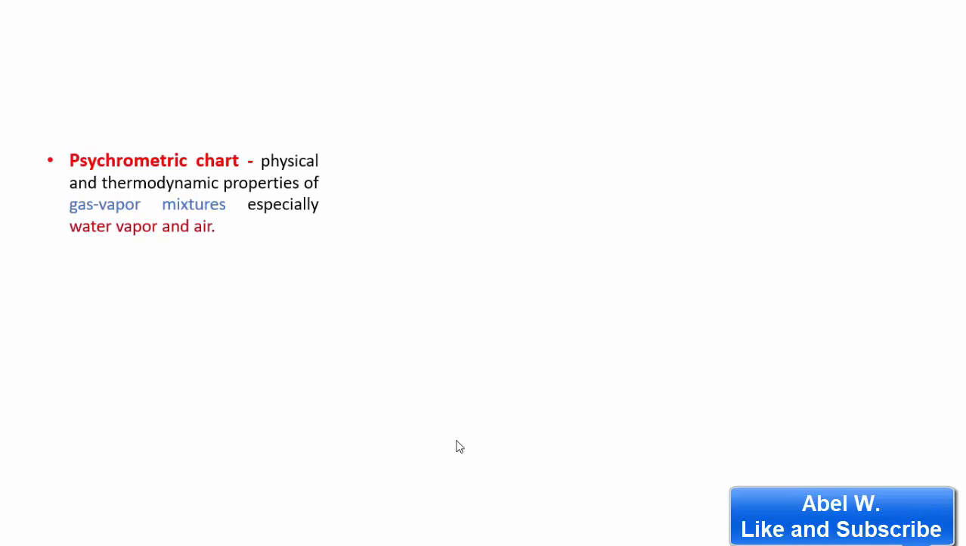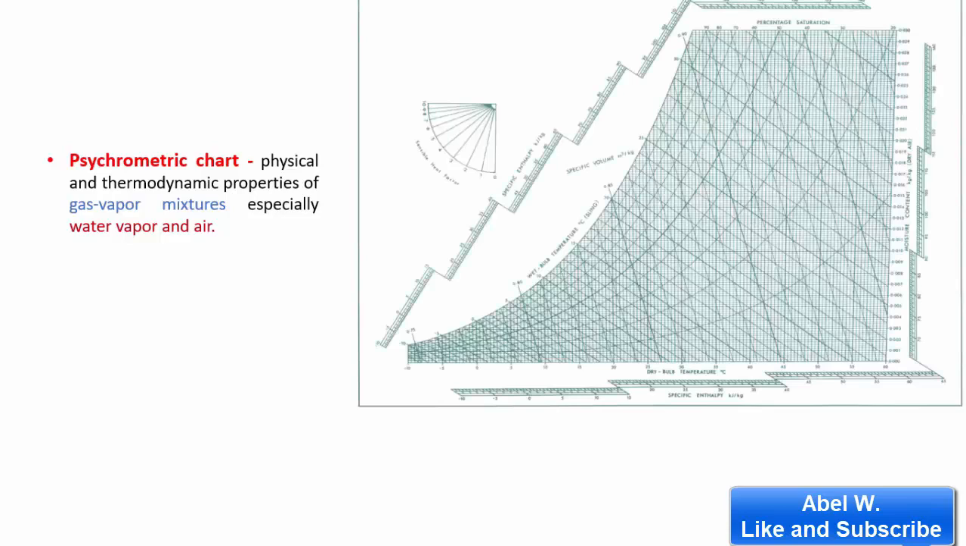Hello everybody. Today I'm going to show you how you can read thermodynamic data from a psychrometric chart. As you all know, a psychrometric chart is a chart that is useful for determining the physical and thermodynamic properties of a gas-vapor mixture, especially water vapor and air. So here is a simple representation of a psychrometric chart.